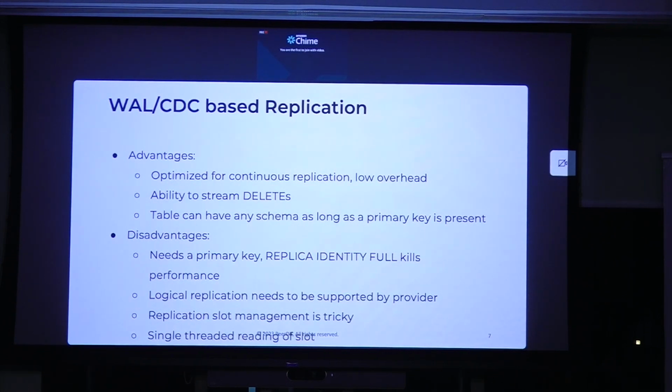The third thing is replication slot management is a tricky business. As you're reading the changes from the database, there's a lot of things that could affect it. Earlier talks got into how a long-running transaction or a large load could make the replication slot size explode, and that can kill performance for a while. And the fourth thing is the reading of the slot is a single thread operation. You can only have one subscriber to a replication slot at a time, and this operation is single threaded, which could be a bit slow.